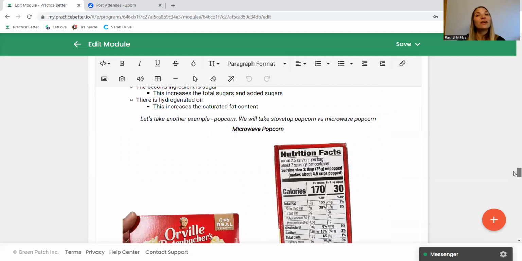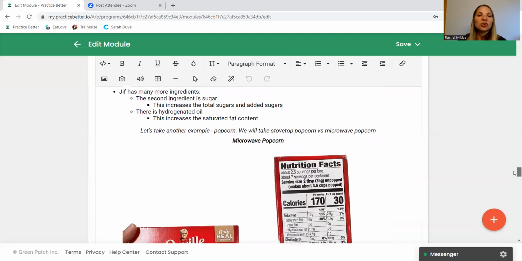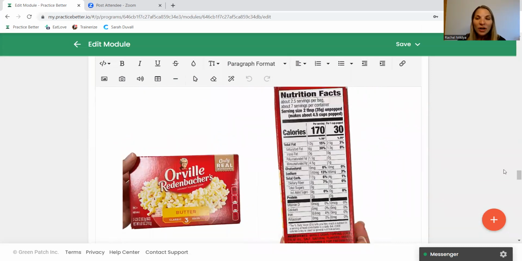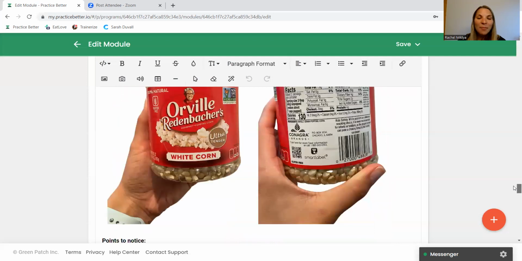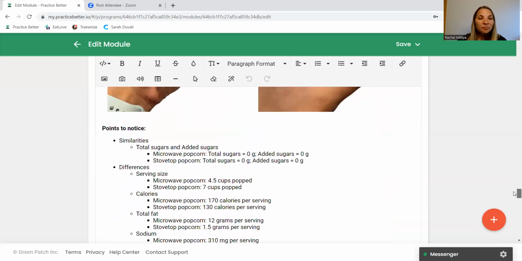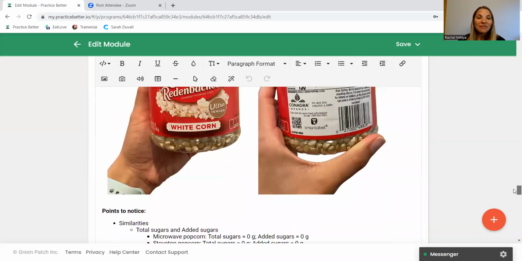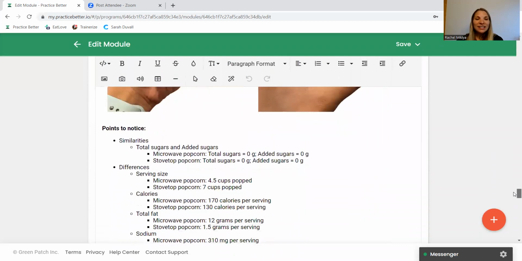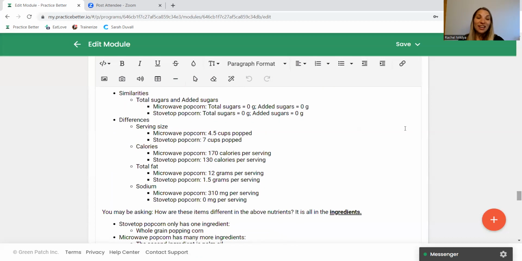And like I said before, how microwave popcorn is very different from stovetop popcorn. I'm going to show you the reasoning behind this. So we got some microwave popcorn here, and we got the stovetop popcorn here. Both of these have the same amount of total sugars and added sugars, which is 0. Now, the difference is definitely in serving size. So not everything is created equal because the serving sizes are different.